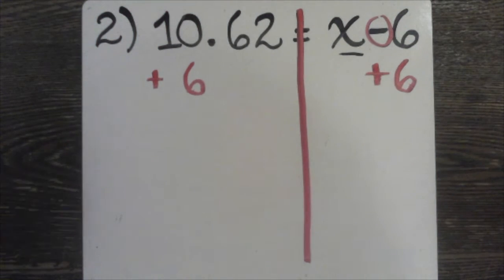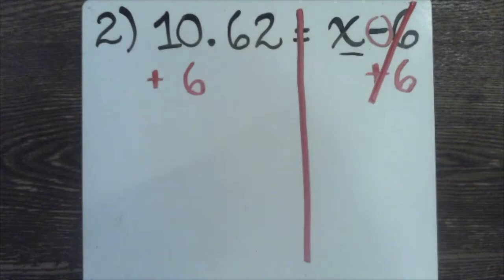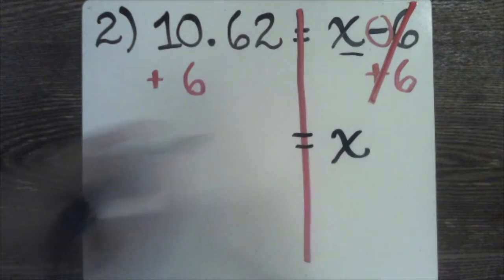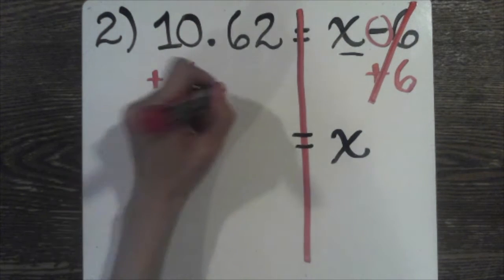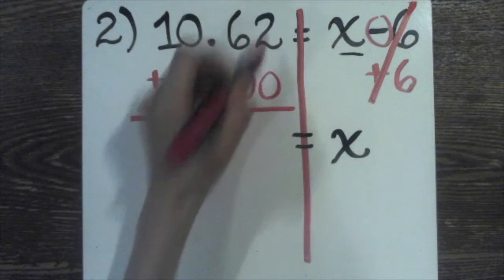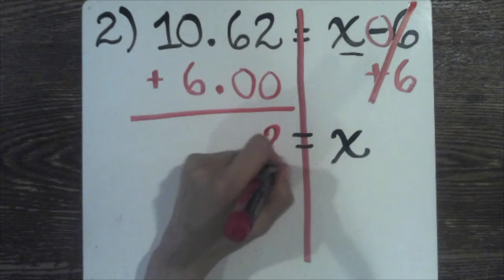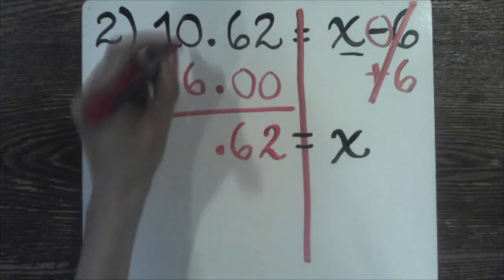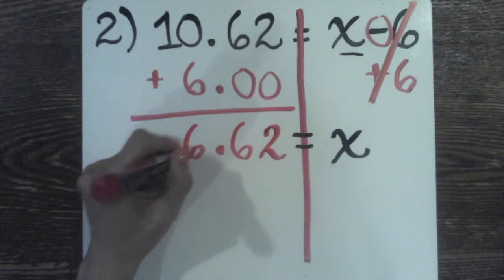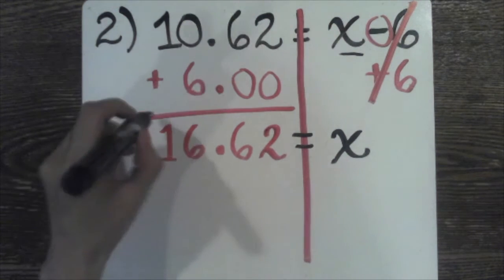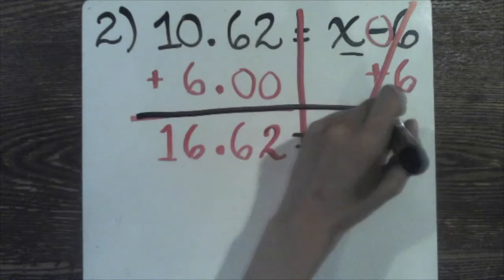Now I am going to cancel out negative 6 plus 6, which is 0, or 6 minus 6 in other words, leaving my x by itself. If I add 10.62 plus 6, I am going to say 2 plus 0 is 2, 6 plus 0 is 6, 0 plus 6 is 6, and 1 plus nothing is 1. My final answer is 16.62 equals x, or you can switch it around to have the x at the beginning. You can always do that.